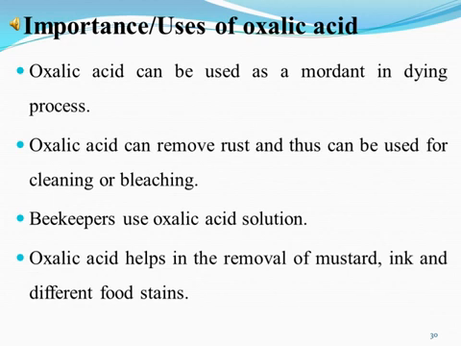Oxalic acid is one of the most widespread organic acids in plants. Oxalic acid occurs as the dihydrate with the formula C2H2O4 with 2 water molecules.